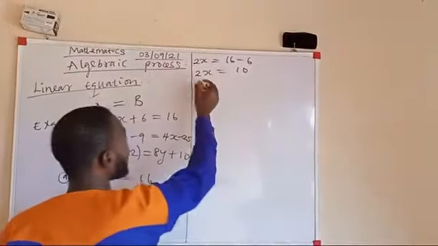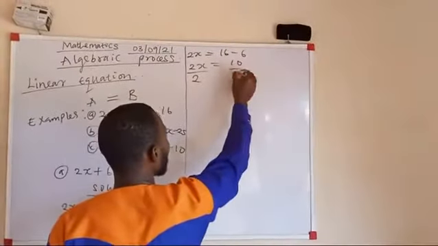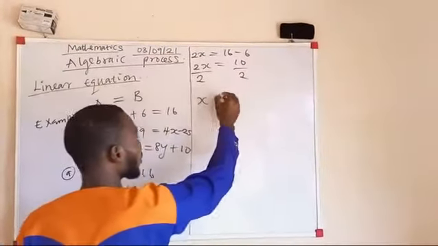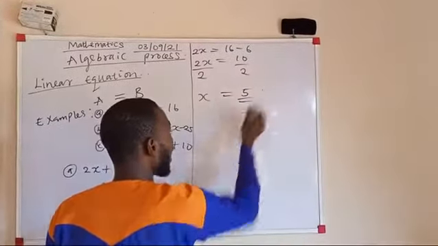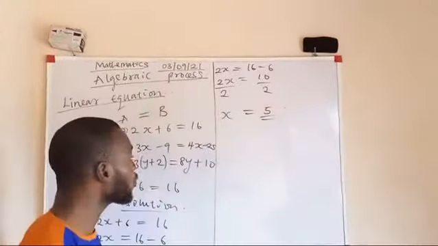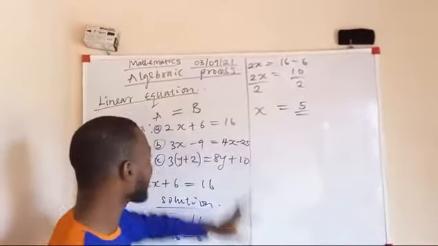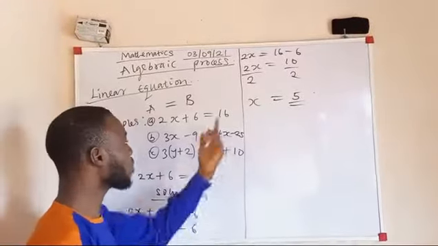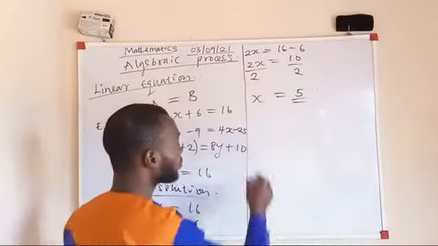So we are now going to divide both sides by the coefficient of x, which is 2. We divide by 2, we divide by 2. We'll now be having x. This 2 we cancel. 10 divided by 2 is going to give us 5. So x is 5. If you go back to this equation to prove that the left hand side is equal to the right hand side, we can check.